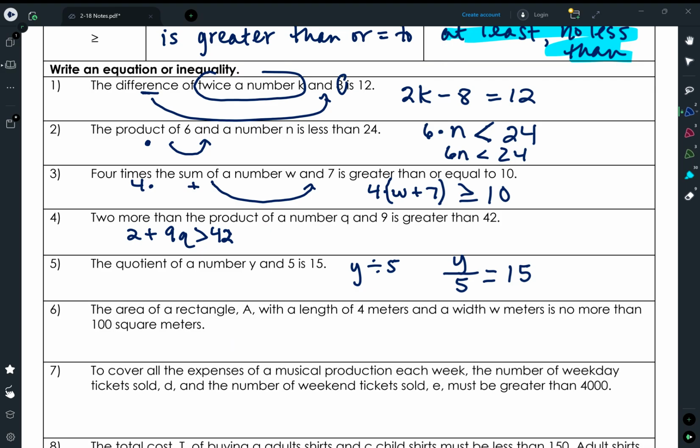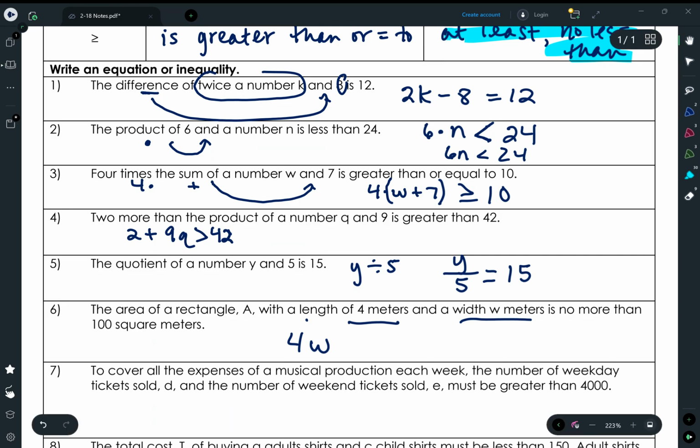Next says the area of a rectangle A with a length of 4 meters and a width W meters is no more than 100 square meters. So let's think about how we find area. We find area by doing base times height or length times width. So I'm going to take my 4 and my W, because I have a length of 4 and a width of W, and I'm going to have to multiply them because I need to do length times width. So 4 times W is 4W, and then they're saying is no more than.